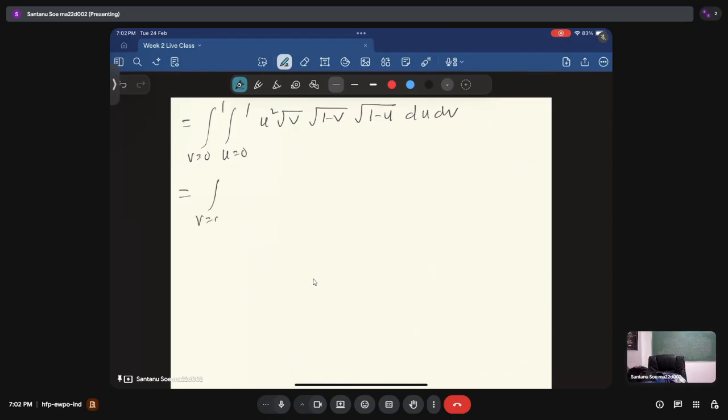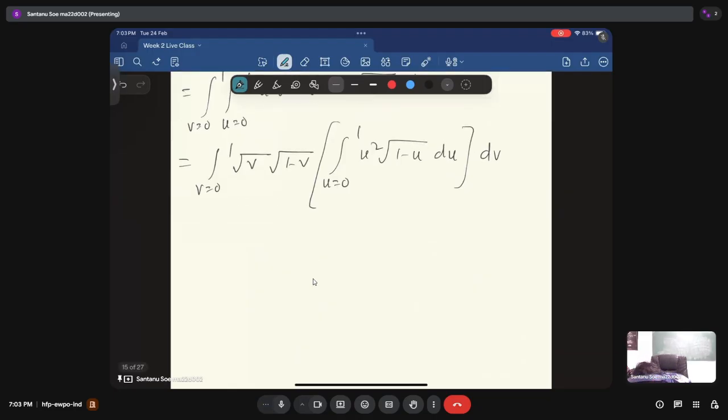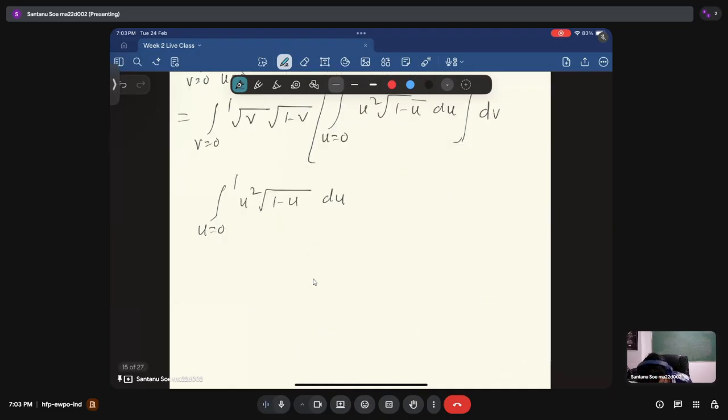So this will be v equals 0 to 1, square root of v, square root of 1 minus v, times the integration from 0 to 1 of u squared square root of 1 minus u du, and then dv. Okay, so now we have to evaluate this integration from 0 to 1 of u squared times square root of 1 minus u du.